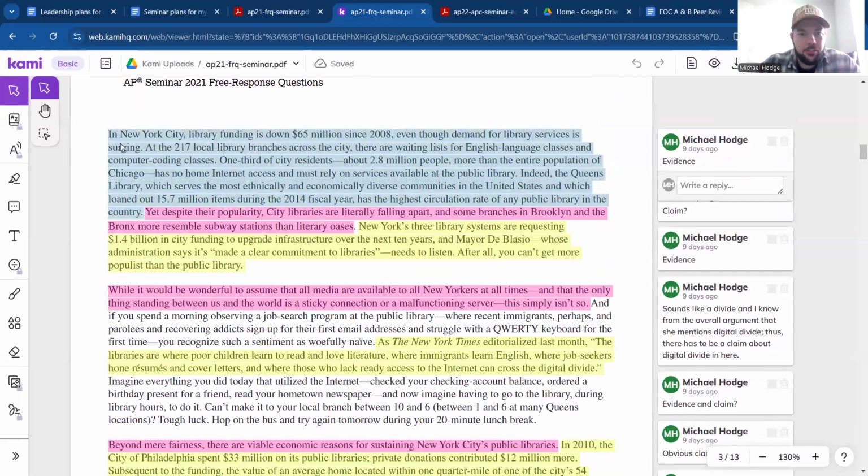All right, let's look at this paragraph. Immediately I see a number. Okay, funding number. This is evidence since 2008. We're highlighting that, right? Another number. And then we see 2.8 million people, one third of city residents. All right, I'm seeing that this is probably going to be evidence, so I'm going to highlight it.